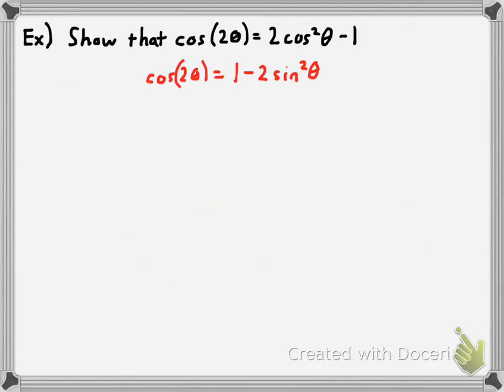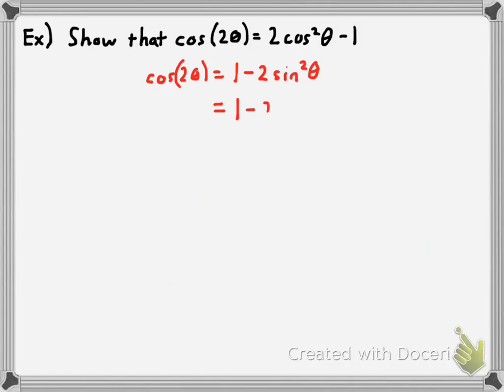Now we just established that the cosine of 2 theta is equal to 1 minus 2 sine squared theta. And what I'm about to do is take advantage of one of the identities that I showed you earlier in the chapter. I showed you the relationship between sine squared and cosine squared. What I'd like to do is take this sine squared here and ultimately make it into a cosine squared.